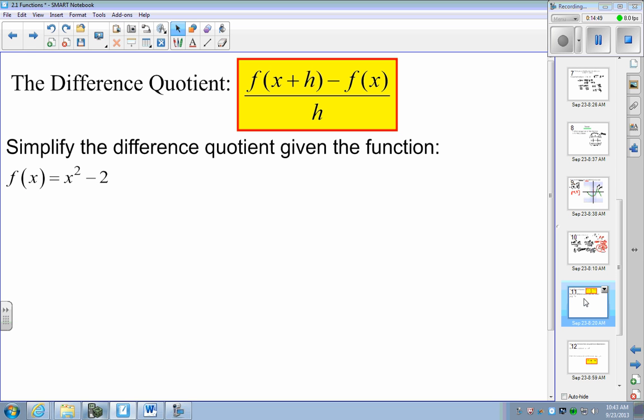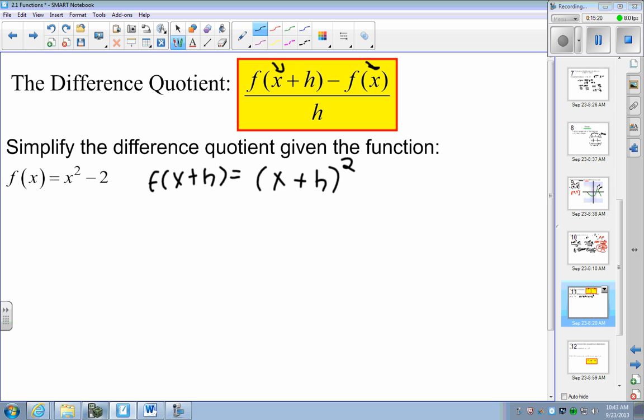And so this question right here, simplify the difference quotient given the function f of x equals x squared minus 2. All we're going to do is show us f of x here and here. And so let's write out what f of x plus h is equal to. And that's just going to be equal to x plus h squared minus 2. And then our f of x right here is just going to be equal to x squared minus 2. So let's go ahead and substitute everything in.